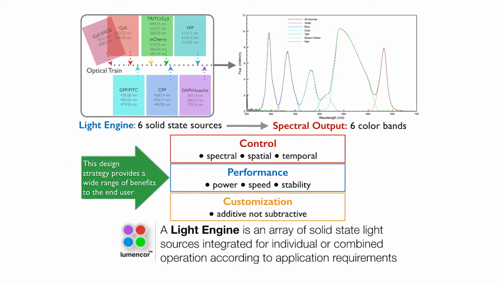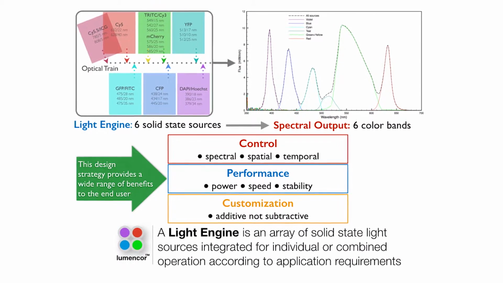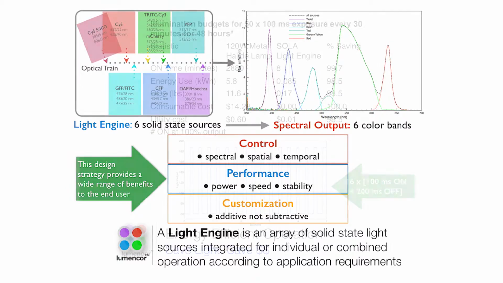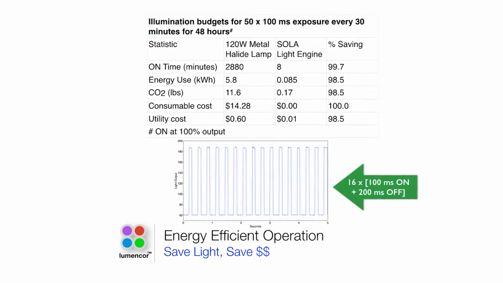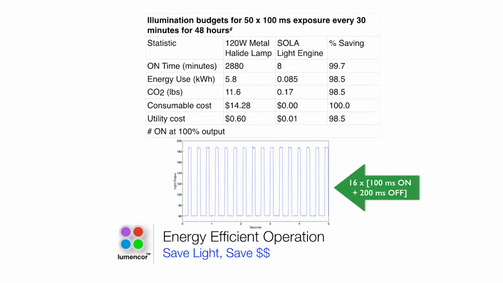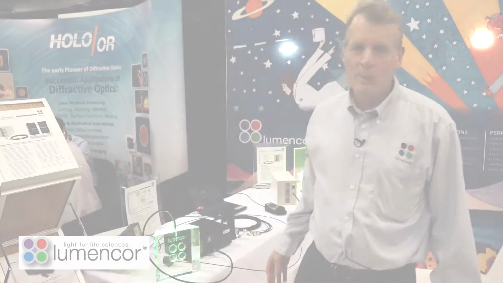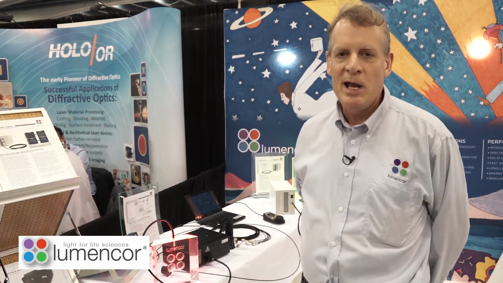That technology is deployed in devices that we call light engines. So we're going to start first off with the Spectra light engine. So this is a solid-state light source. It contains an array of LEDs and a device called a luminescent light pipe.